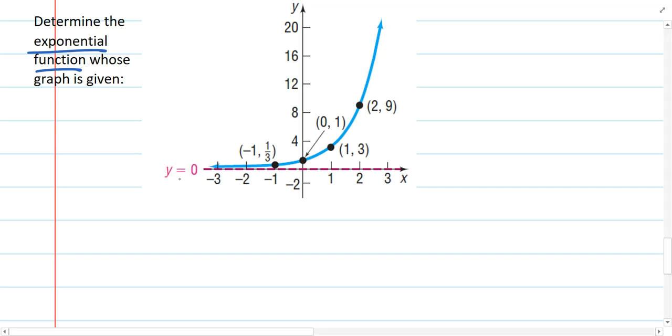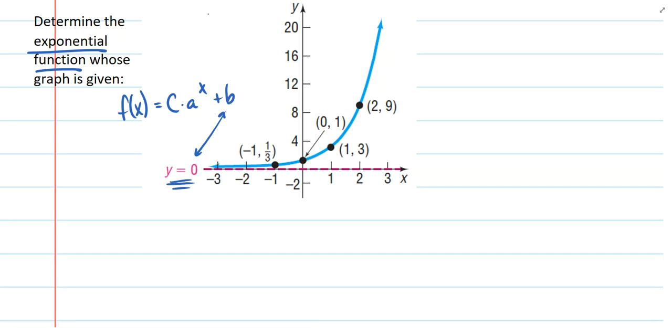First off, we have a horizontal asymptote at y equals 0. So since y equals 0, when we think of our general form, c times a to the x power plus b, or as I prefer it, f of x equals c times a to the x power plus b. Well, since there is a horizontal asymptote but it exists at 0, we know that this 0 also represents b, and we can essentially drop that from our general form.